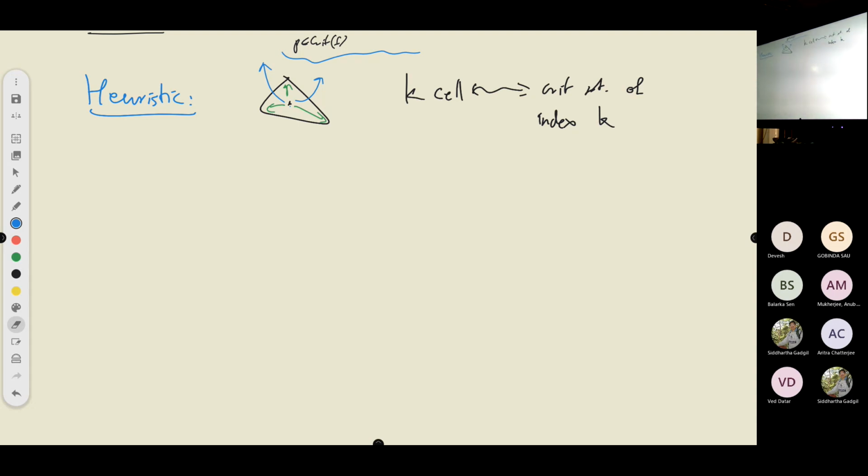Yeah. So I'll come to that a little bit more. But what I wanted to impress upon you was that a K cell, you should think of it as a critical point of index K. And now we're going to sort of reverse the analogy to build up what our homology ought to be. Okay.